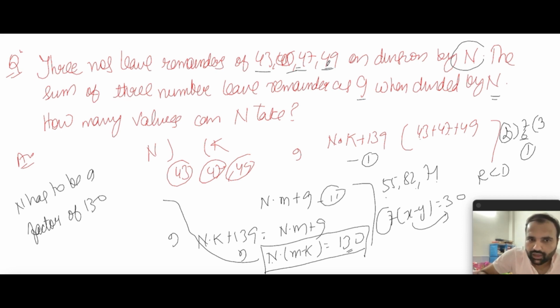So we see that one of the remainders is 49. It means that n is anything above 49, and also n is a factor of 130, which means n is more than 49 and a factor of 130. Look here. So what are the numbers that are more than 49 and a factor of 130? We can see over here, it would be 65 and 130.